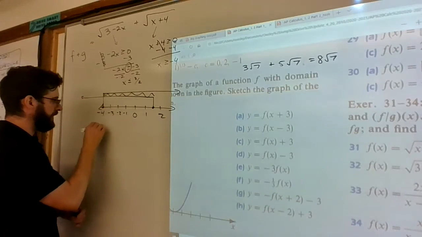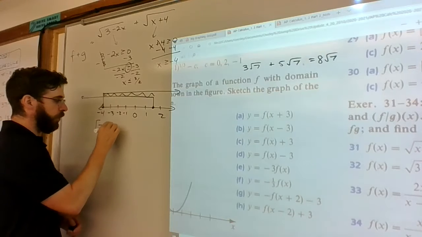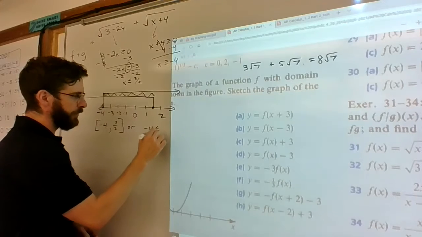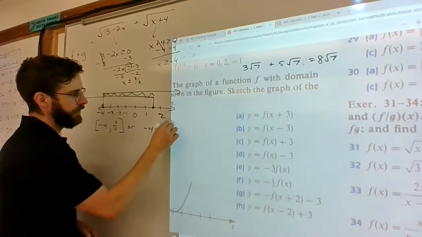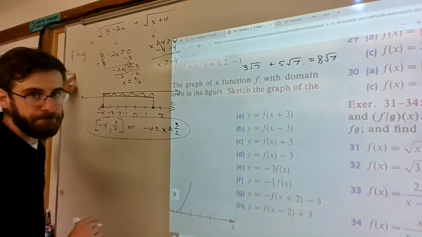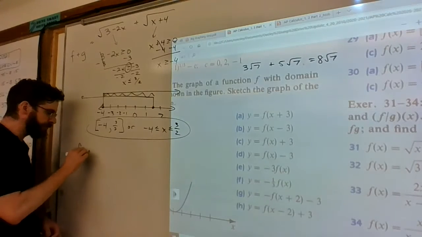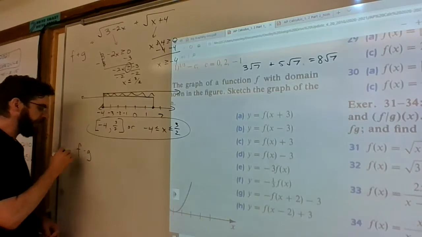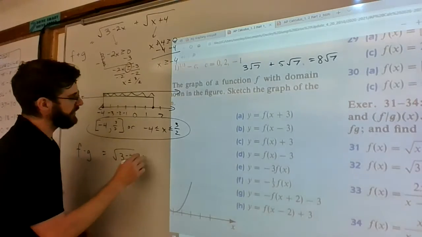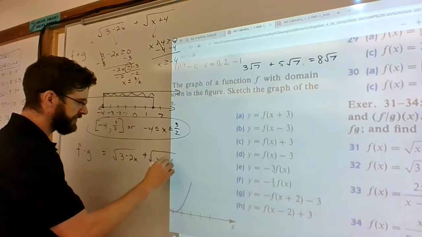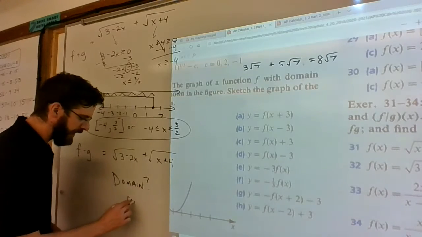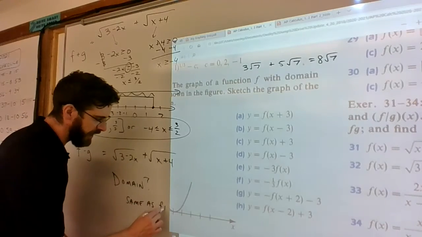Our domain is going to be from -4 to 1.5 or 3/2. Or you could write it as -4 is less than or equal to x, which is less than or equal to 3/2. So there's our domain for f plus g. And it happens to be the exact same domain for f minus g. f minus g is basically, well, you saw it earlier in the video. This, and then the domain, same as f plus g. And I'll just leave it like that.